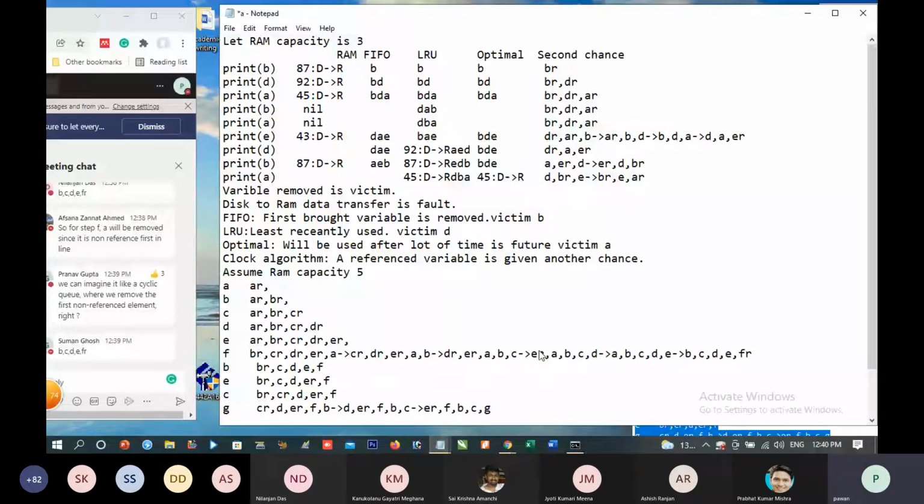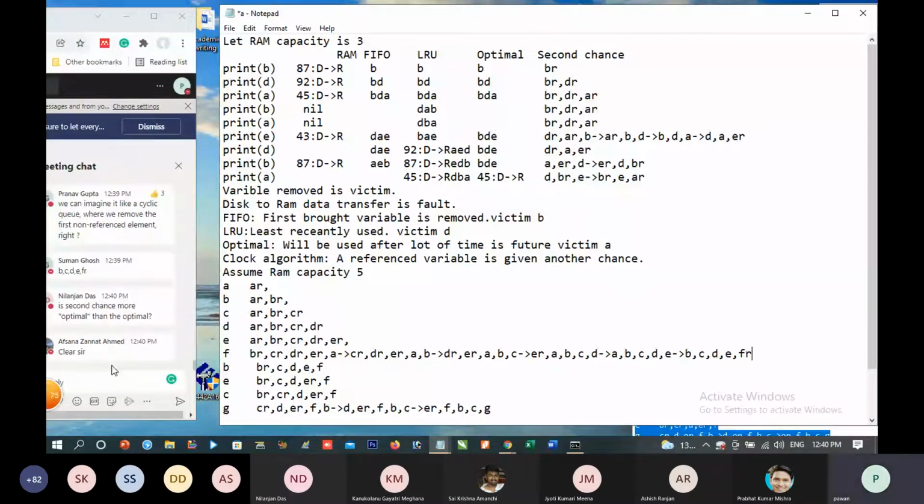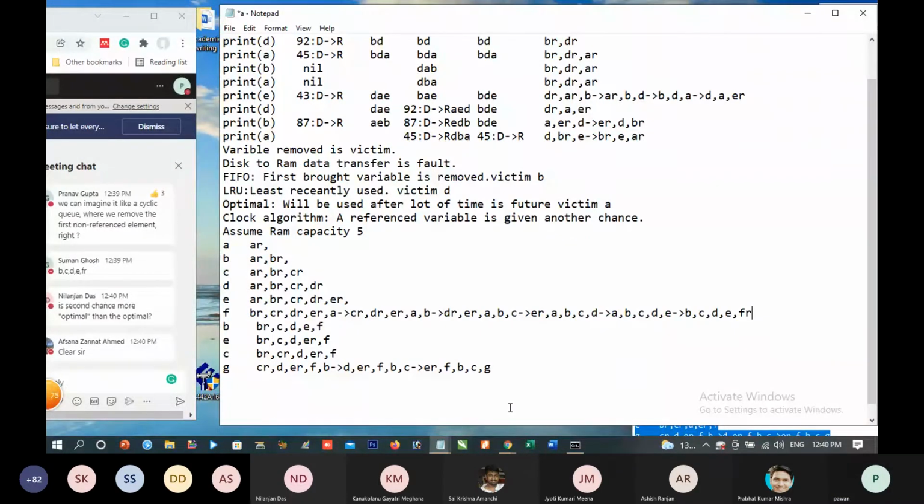No, no, no. Nothing can be more optimal than the optimal, Nilanjan. Nothing can be more optimal than the optimal. Is it correct? Any doubt now? Any doubt?